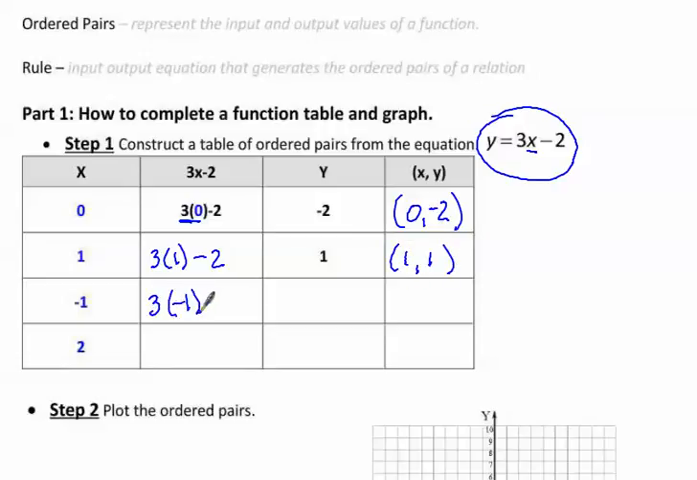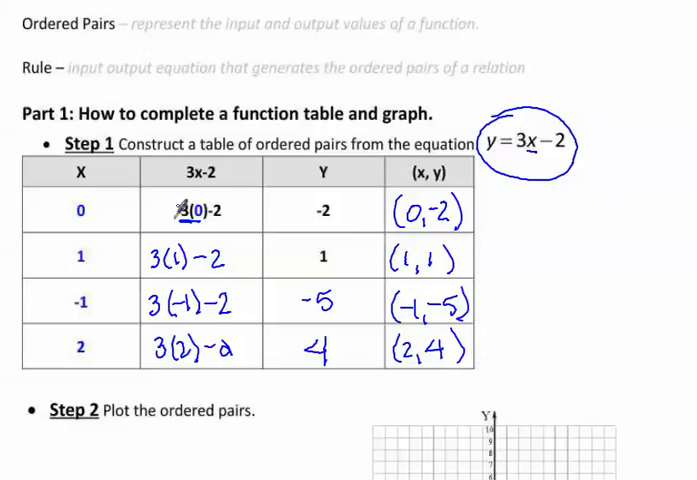3 times negative 1 is negative 3. Minus 2 is negative 5. So when my x value is negative 1, my y value is negative 5. 3 times 2 is 6. 6 minus 2 is 4. So when my x value is 2, my y value is 4.